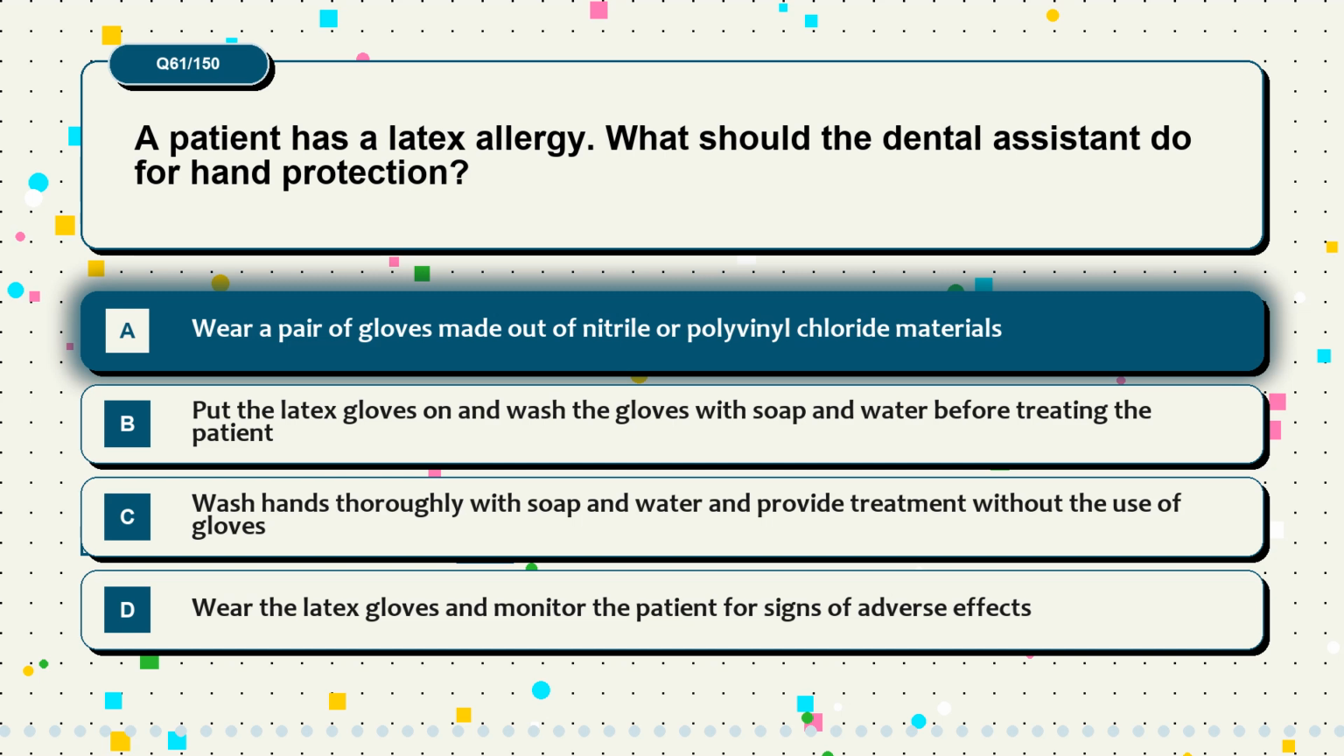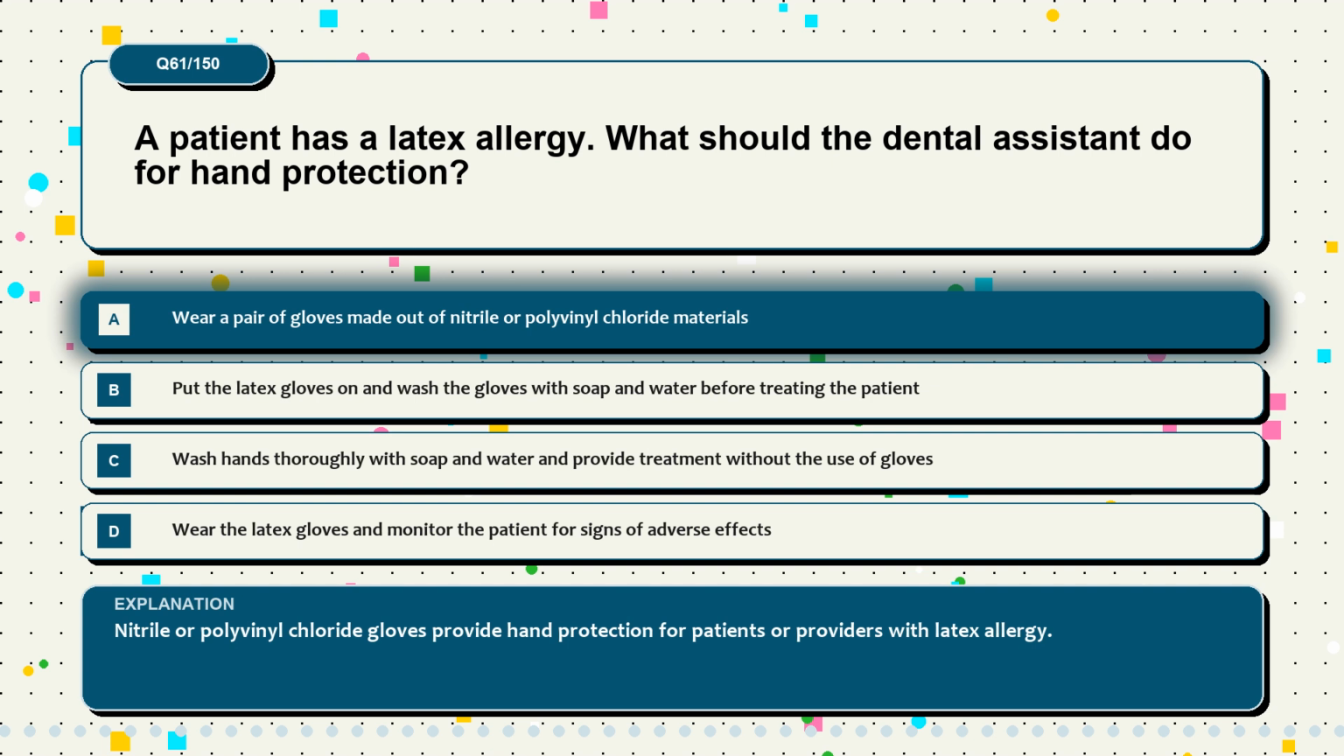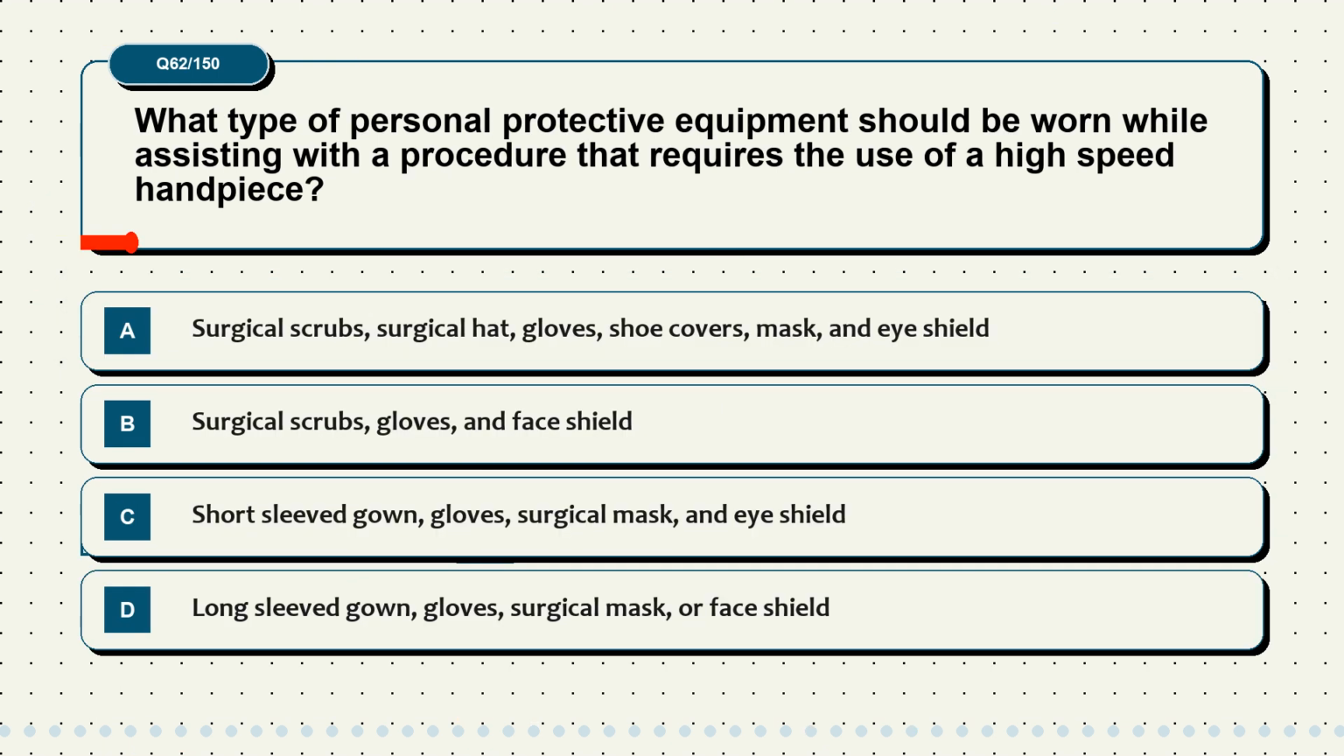The correct answer is option A. Wear a pair of gloves made out of nitrile or polyvinyl chloride materials. Nitrile or polyvinyl chloride gloves provide hand protection for patients or providers with latex allergy. Question 62. What type of personal protective equipment should be worn while assisting with a procedure that requires the use of a high-speed handpiece? Here are the options.